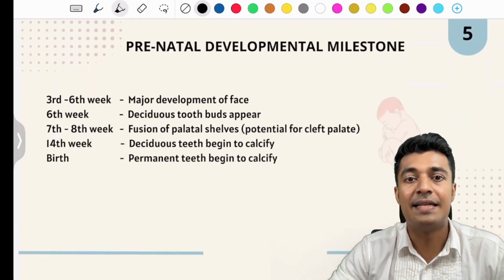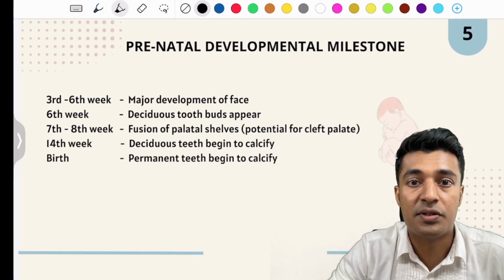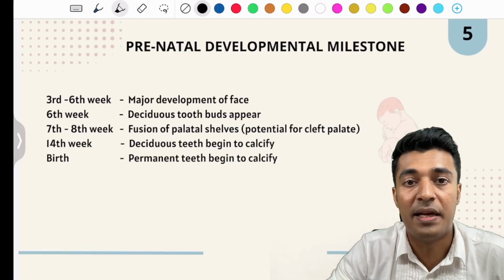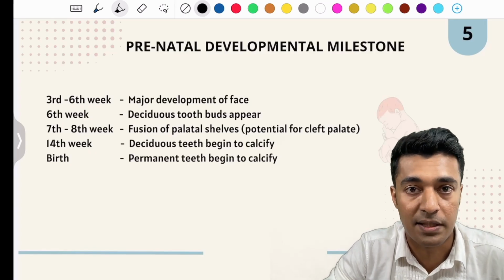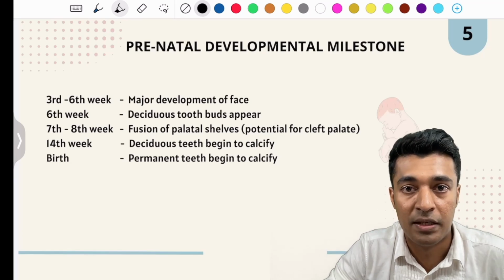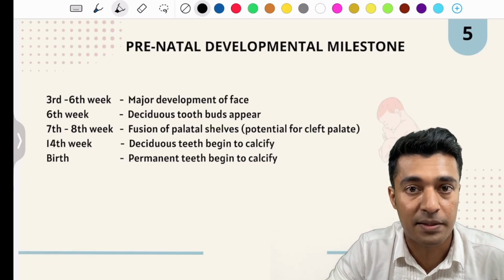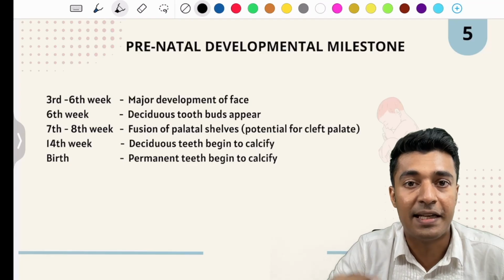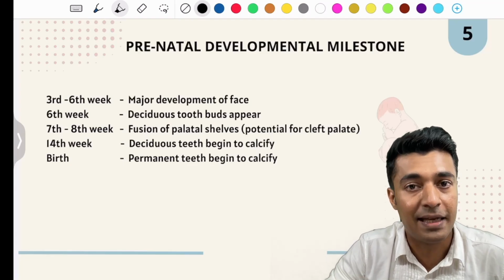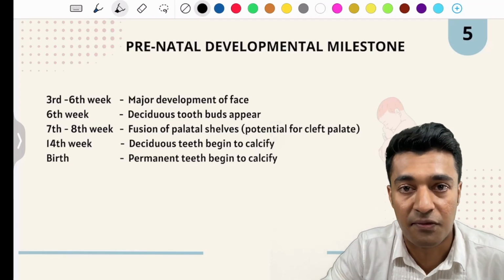Coming to the prenatal developmental milestones. The first 3 to 6 weeks of intrauterine life is when the major development of the face takes place. Then in the 6th week, the deciduous tooth buds begin to appear. In the 7th and the 8th week, the fusion of the palatal shells takes place. In the 14th week, the deciduous tooth buds begin to become calcified. And at birth, the permanent tooth buds begin to calcify.